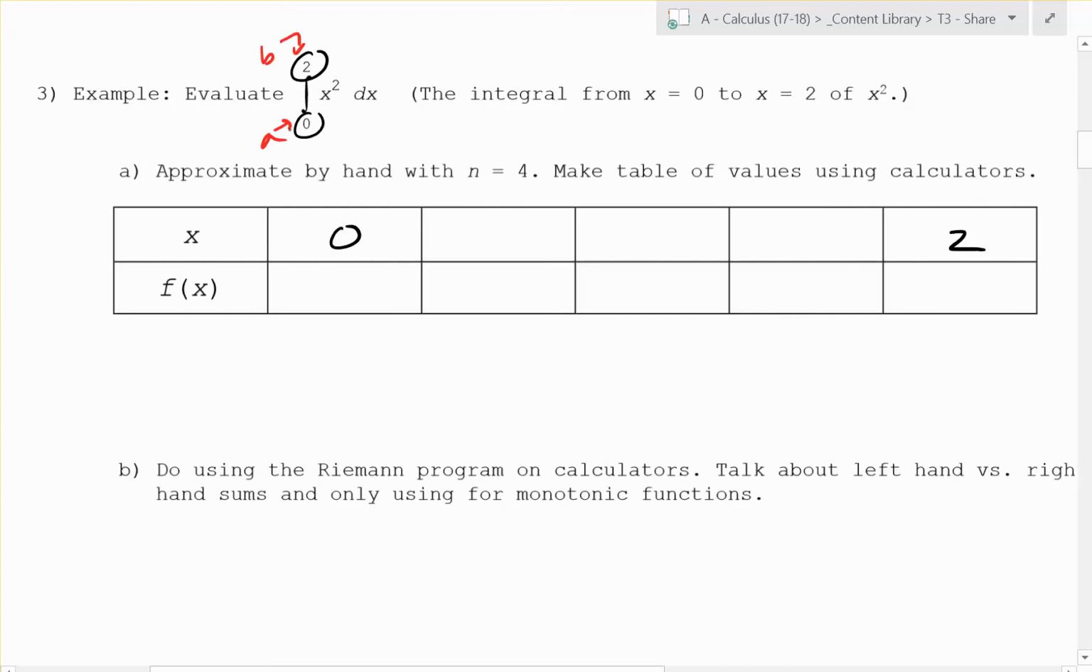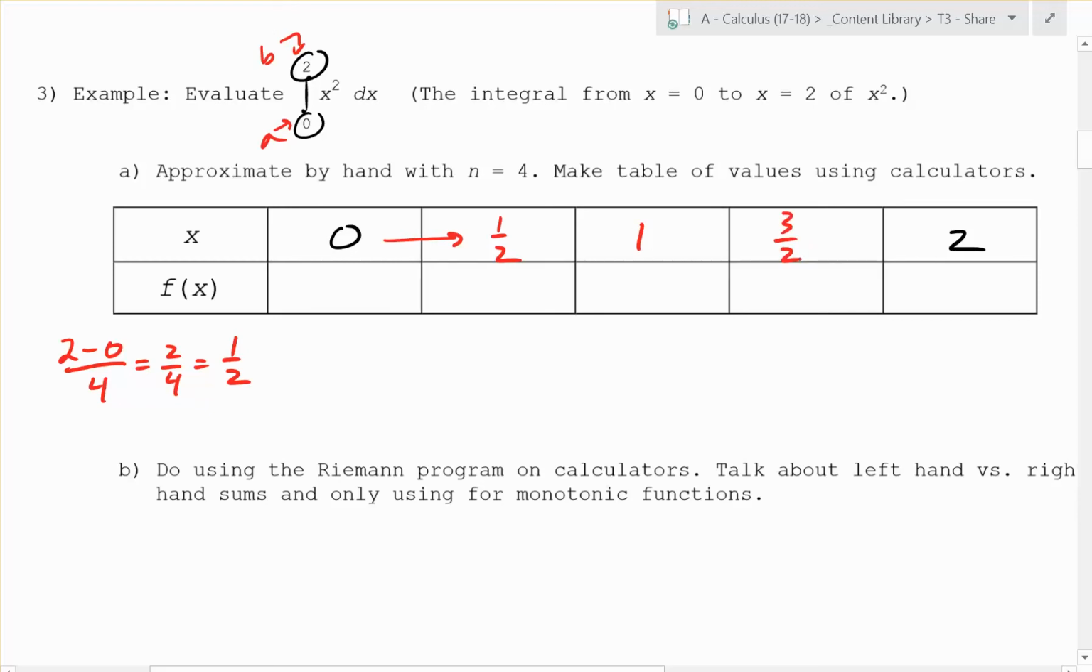So now we know that n is equal to 4, and we can find the delta x, meaning the gap to the next one. You can do that by doing 2 minus 0 over 4. So it's going to be 2 over 4. So we know the gap between each two is a half. So the next one will be a half, and then you add a half to that, you get 1, and then you get 3 halves.